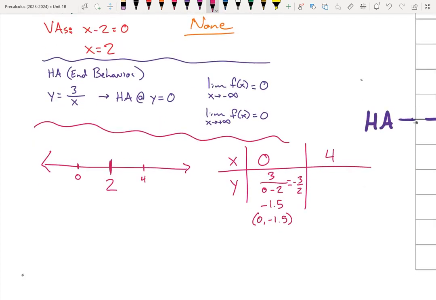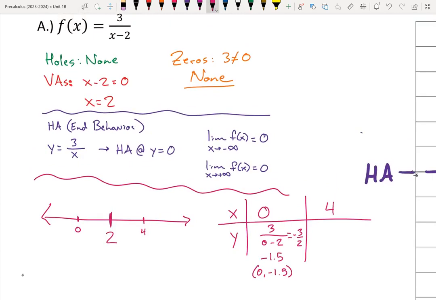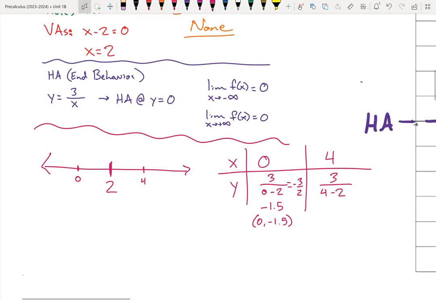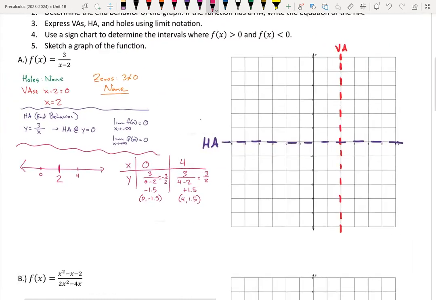And then I plug in 4. So what is that? 3 over 4 minus 2. What's 4 minus 2? So 3 halves. What did we just say 3 halves is? That is positive, so I'm going to be above the x-axis. So 4, 1.5. We are going to plot those points.